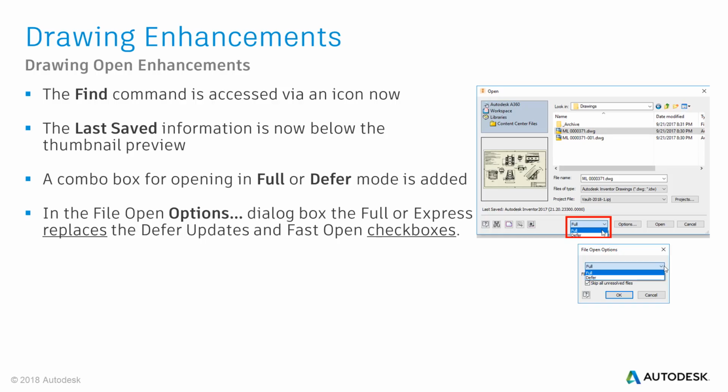If you feel you see a déjà vu, you are right. We handled this dialog box already in the assembly design enhancements. The difference? This slide applies to Inventor drawing files. So we just focus on the bullet points. You already know, the find command is accessed via an icon now, and the last saved information is now below the thumbnail preview.